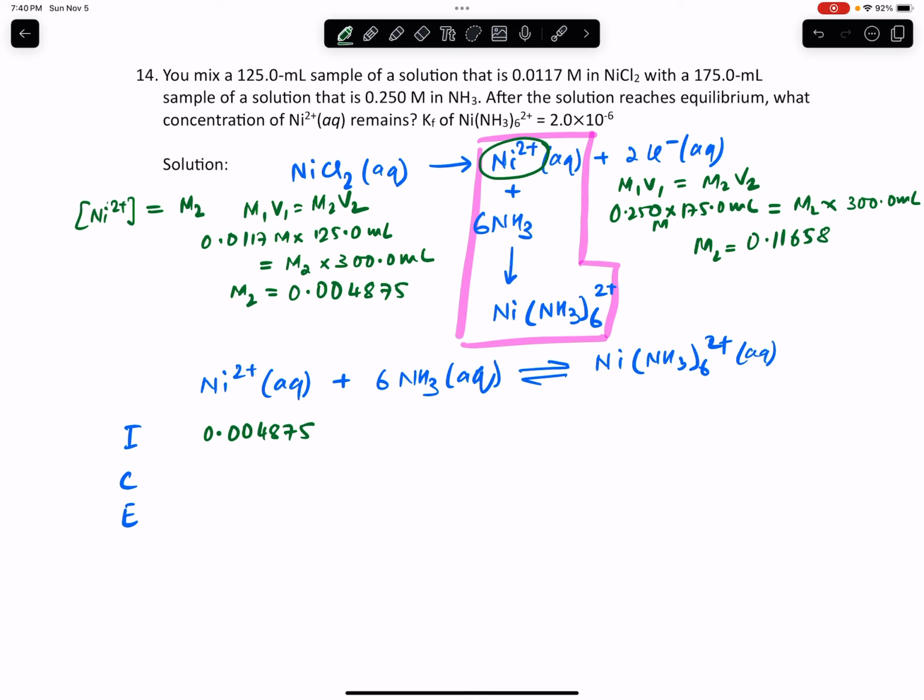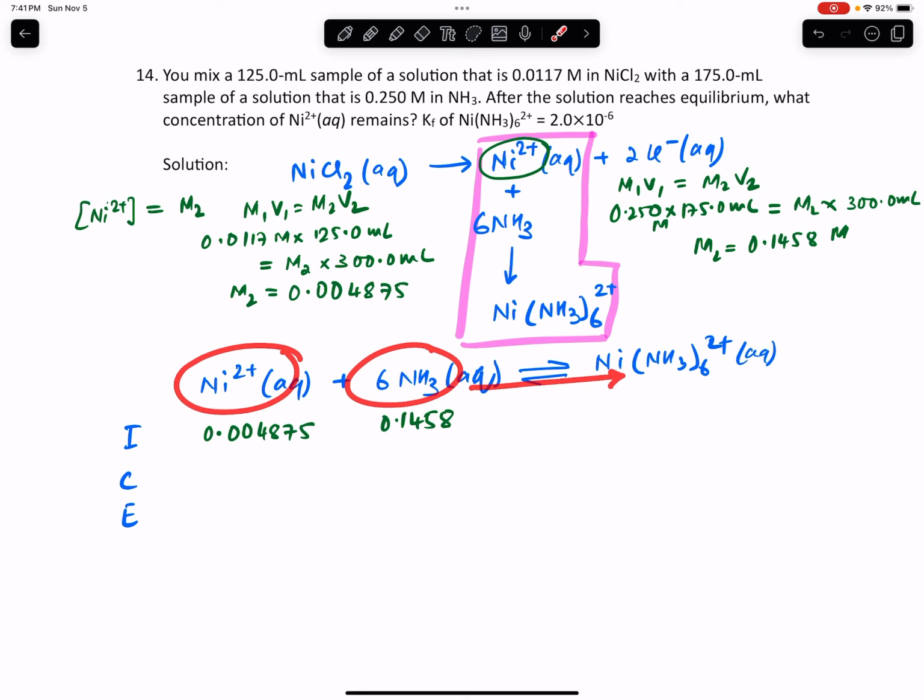That gives us molarity M2 of ammonia equal to 0.11658, and it goes on, but we don't care about all those numbers. So we're going to put that out here at the bottom. I'm sorry, that's not right. This one actually ends up being 0.1458 molar. So we're going to put this number out here: 0.1458 molar.